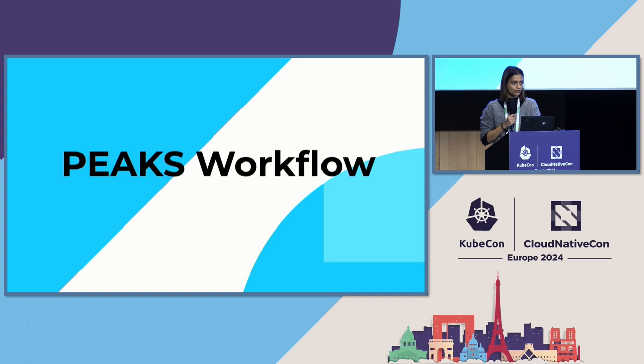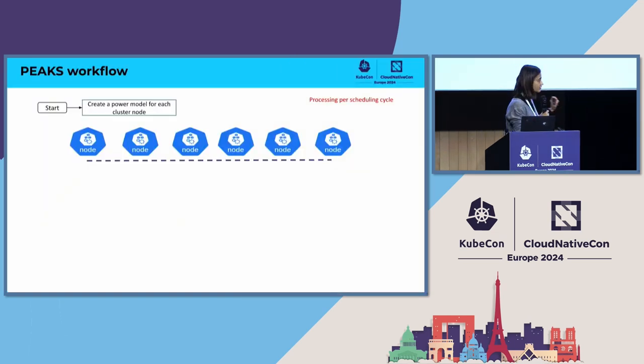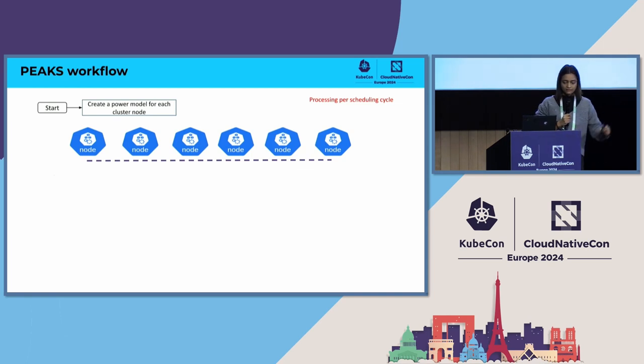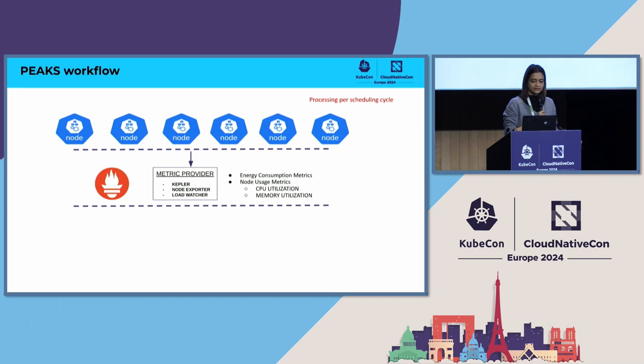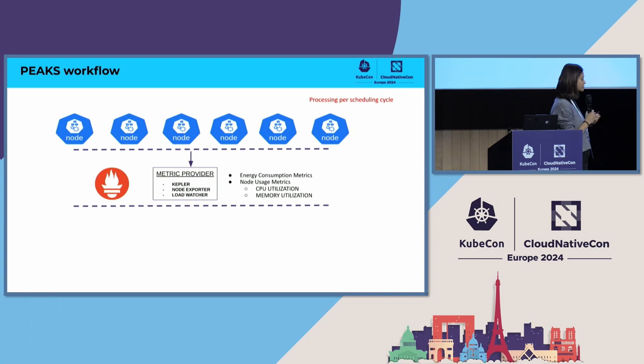So let's go over the Peaks workflow, and this is going to be very descriptive, so stay with me. We'll start with the pre-processing we need per scheduling cycle. We start by taking each node in your cluster and extracting some metrics. Right now, we are using energy consumption metrics that come from Kepler, and node usage metrics that come from node exporter or load watcher. But the thing to note is you can bring your own metric provider. It doesn't matter what metric provider you're using, as long as it pushes the metrics into Prometheus, and you can read the energy consumption and node utilization metrics from Prometheus.